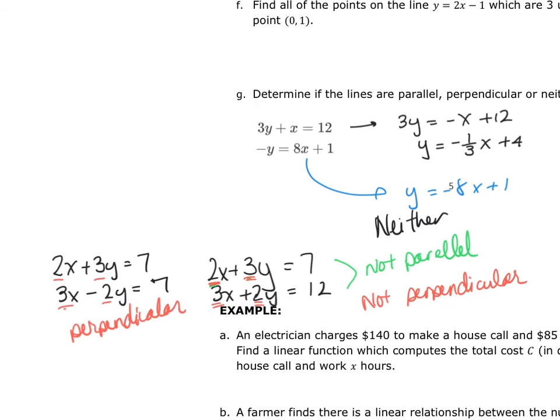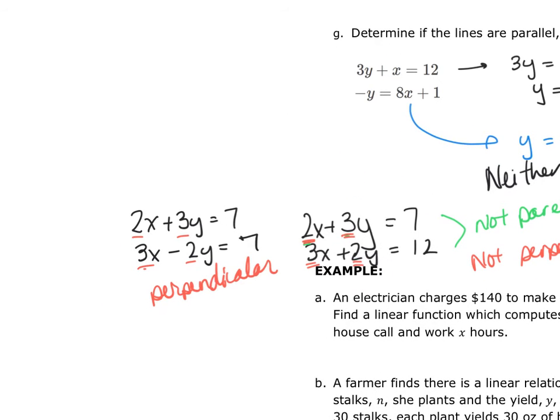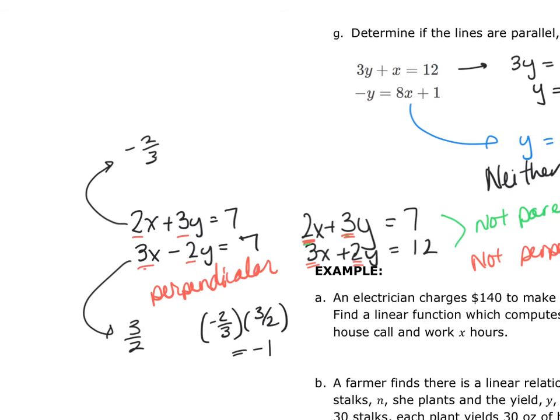And you could check that by solving for y and discovering that their slopes will be opposite, and they're going to be reciprocals of each other. The slope of this one is going to be negative 2 divided by 3, and the slope of this one is going to be the other way around, 3 divided by 2. And you can tell by multiplying these two, so negative 2/3 multiplied by 3/2, it equals negative 1.